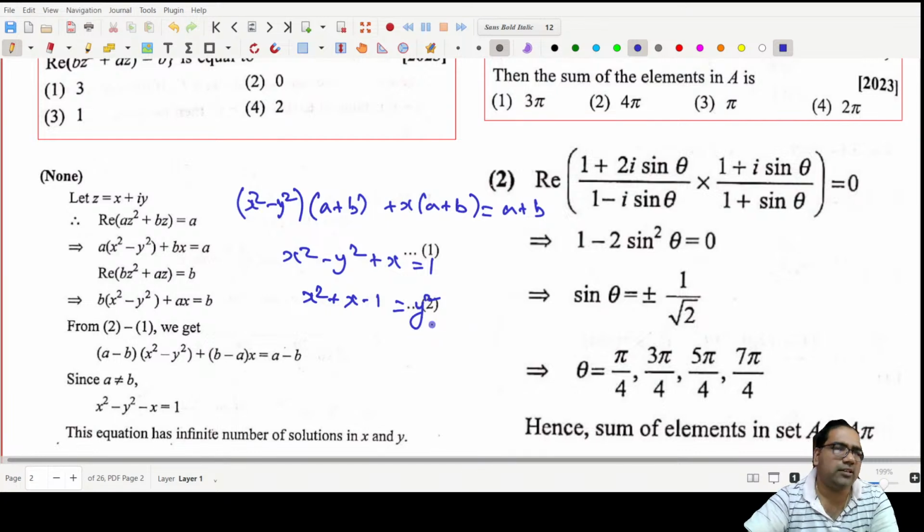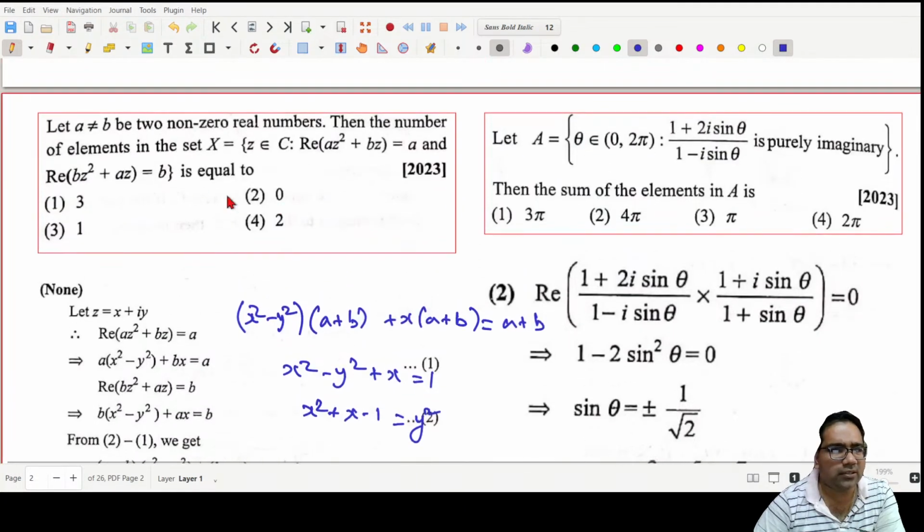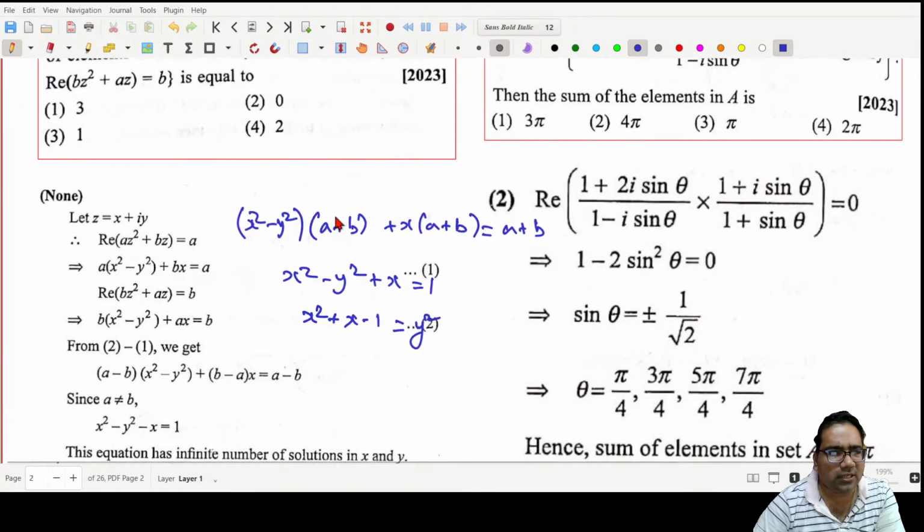We have infinite solutions. So it doesn't matter what you do. You have to try to get some relation between x square and y square, right? Either a plus b, a plus b should not be equal to 0. If a plus b is not equal to 0, then we can actually cancel this out. Then what you are left with is x square minus y square plus a plus b equals a plus b.